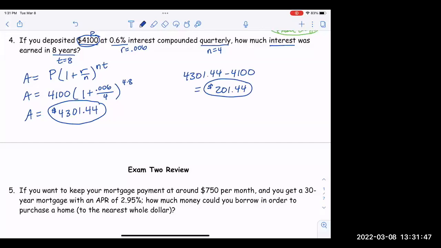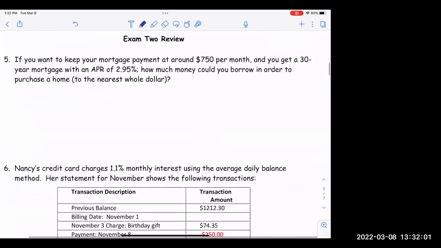Any questions or comments? Anything on any problem so far? All right, so then let's look at the next one.